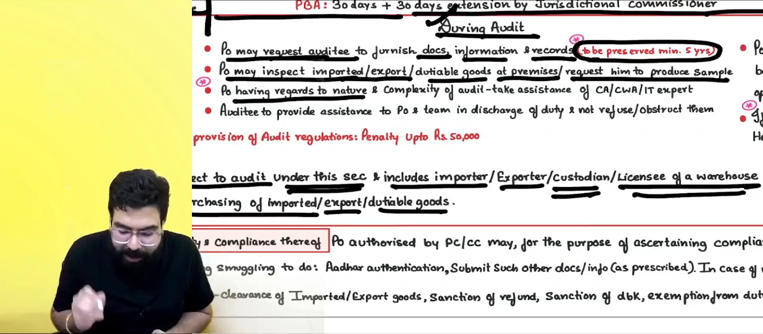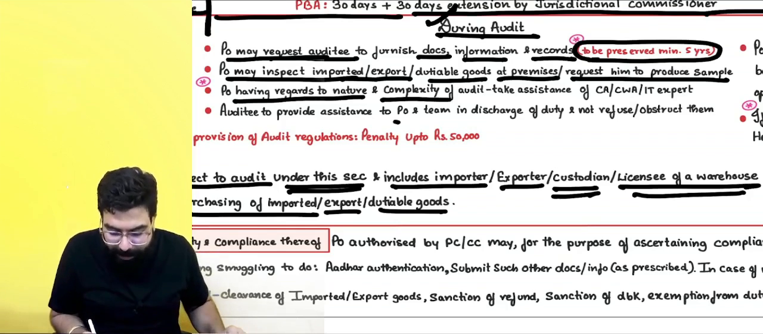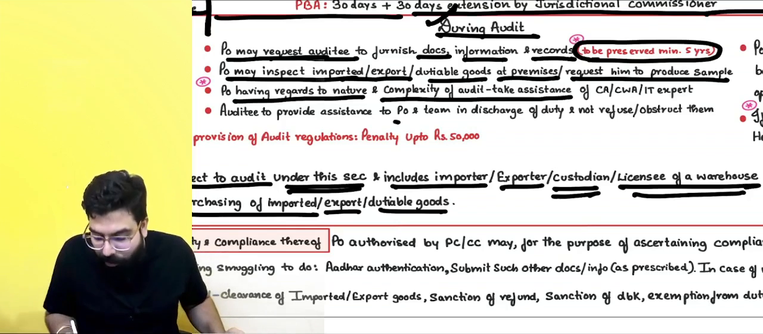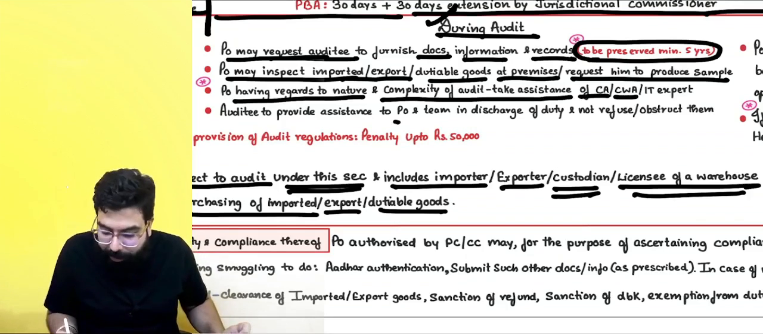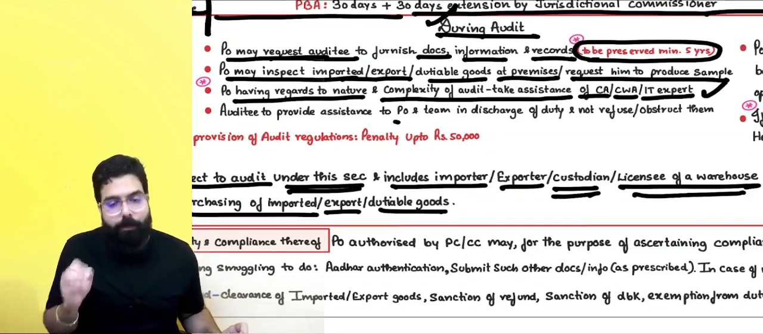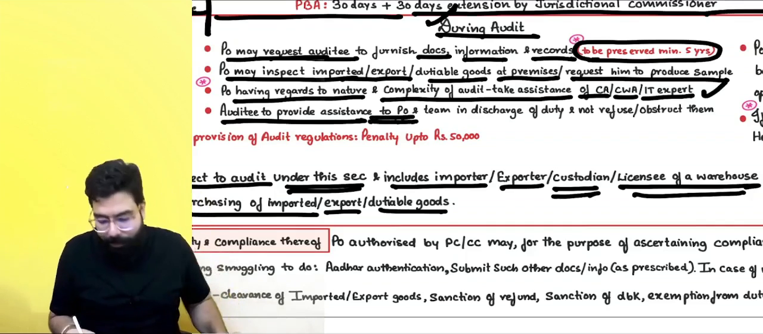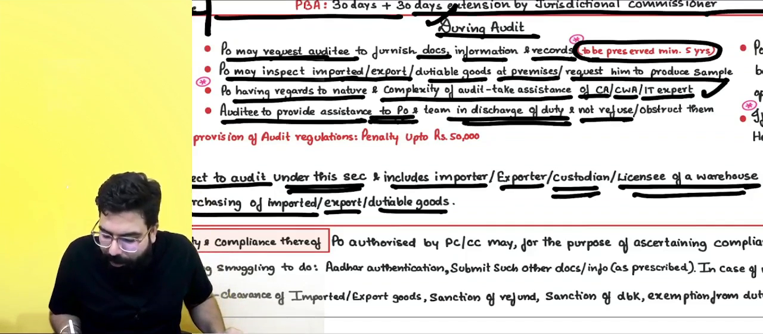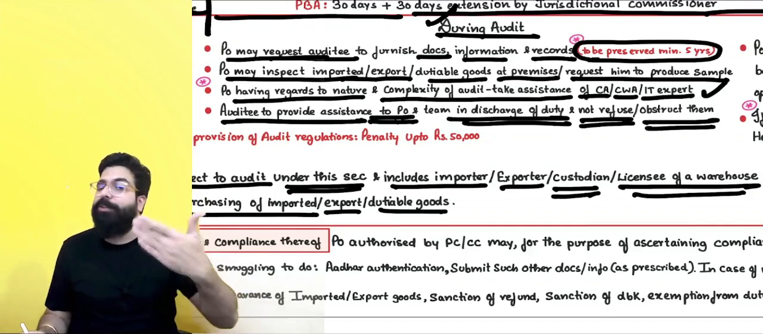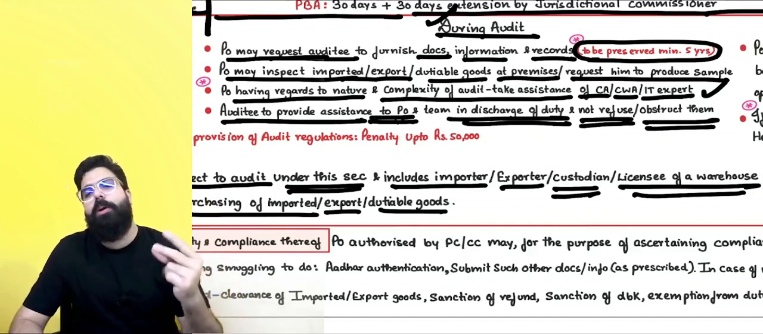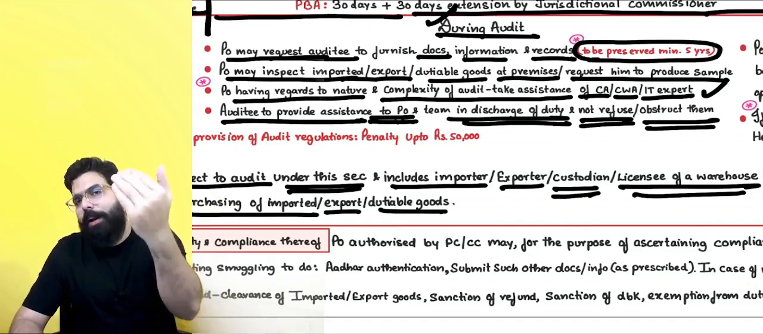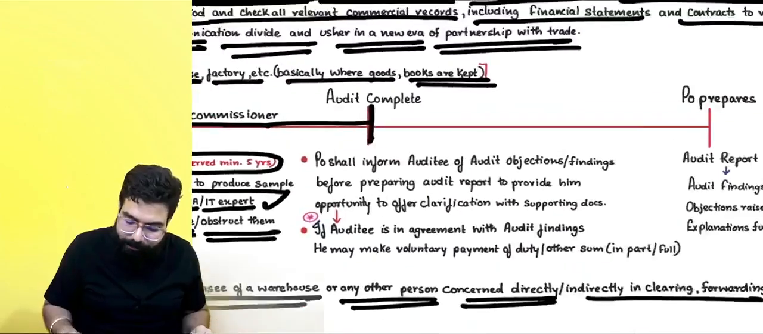The proper officer, having regard to the nature and complexity of the audit, can take assistance of a chartered accountant, cost and works accountant or IT experts also. And the auditee is to provide assistance to the proper officer and the team to discharge their duty and not to refuse or obstruct them. So if an officer has come to your premises to do the audit, you have to help him so that he can complete the audit in time. Assistance has to be provided.